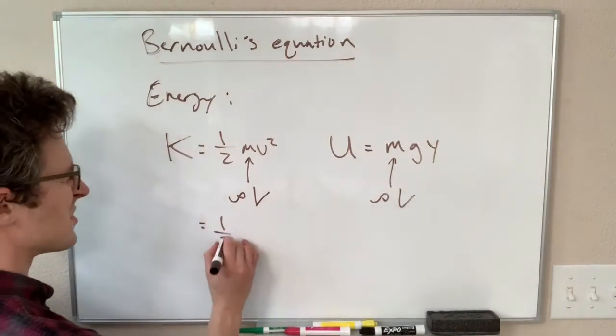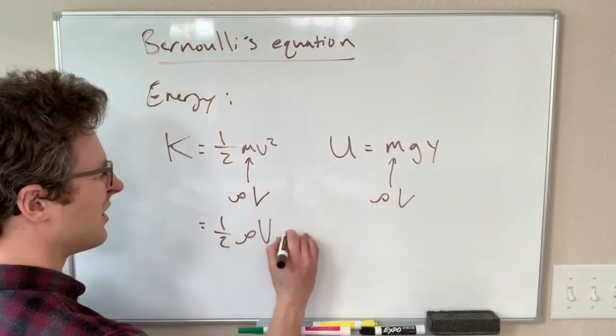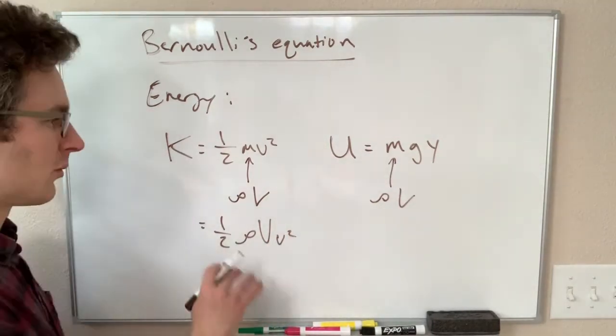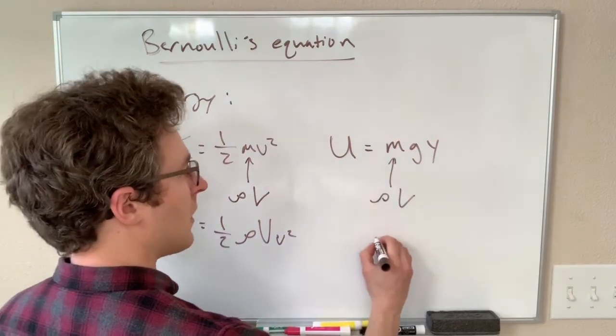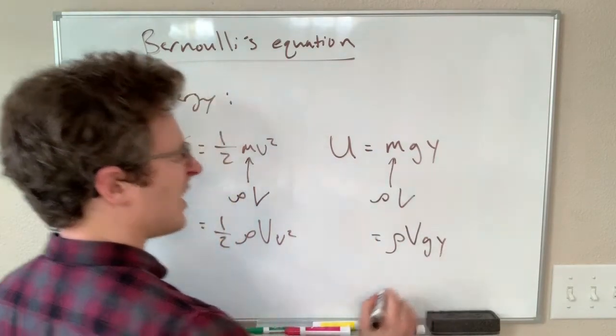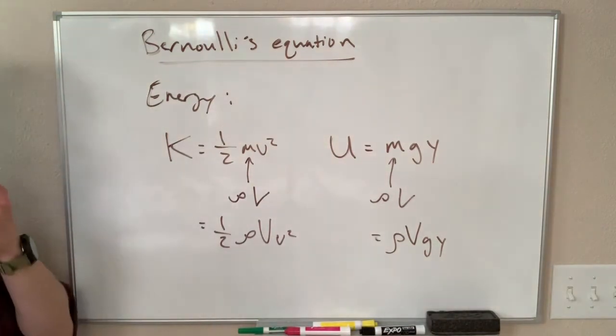So we can rewrite these as 1/2 rho V v squared. We won't have two v's in the equation very often, so don't worry too much about that. And our potential energy is equal to rho V gy.